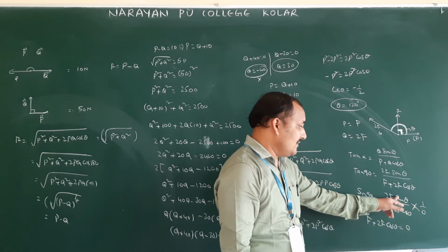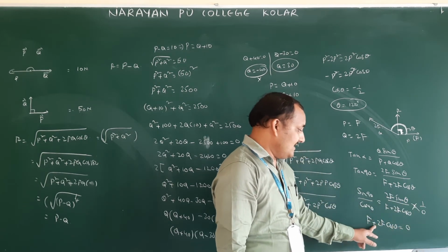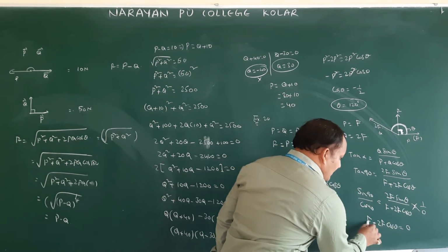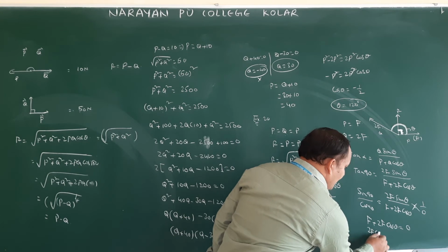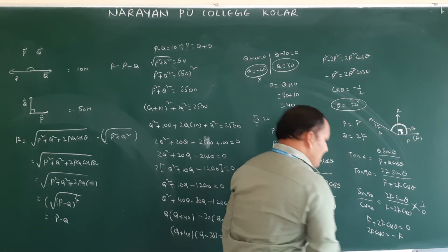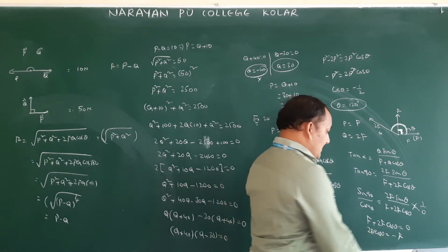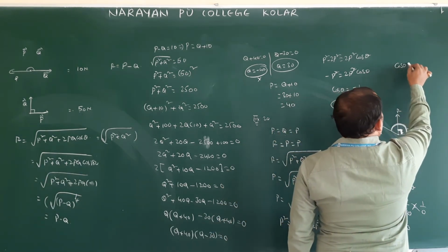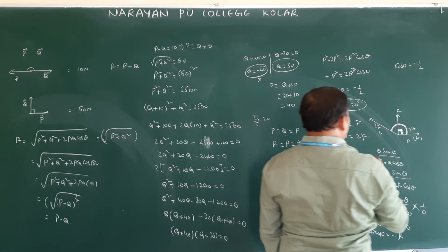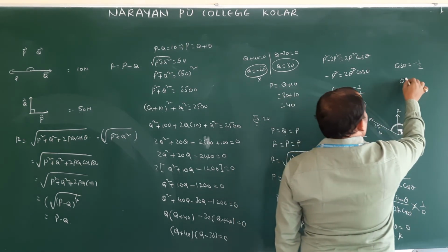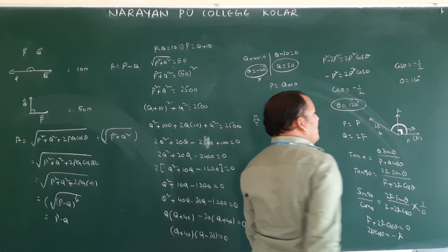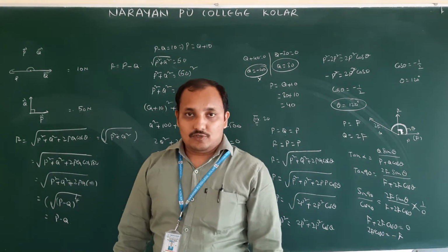So 0 into this one is 0, 1 into this one is this one. Isn't it? So we can bring this side. 2f cos theta equal to minus f. F and f will be cancelled. Here minus 1 will be there. Then cos theta is equal to minus 1 by 2, which means theta value again 120 degrees. Okay.